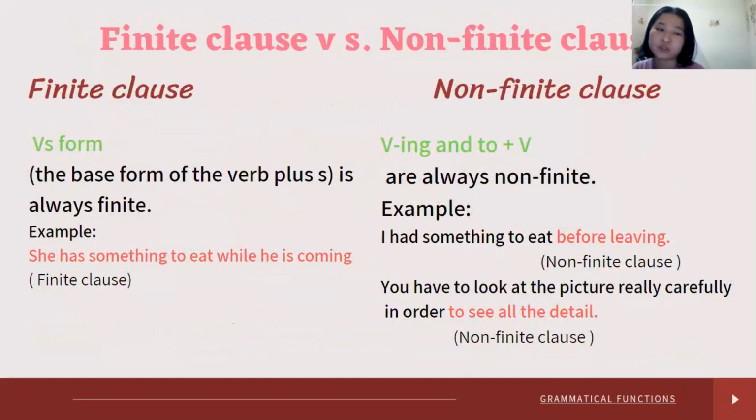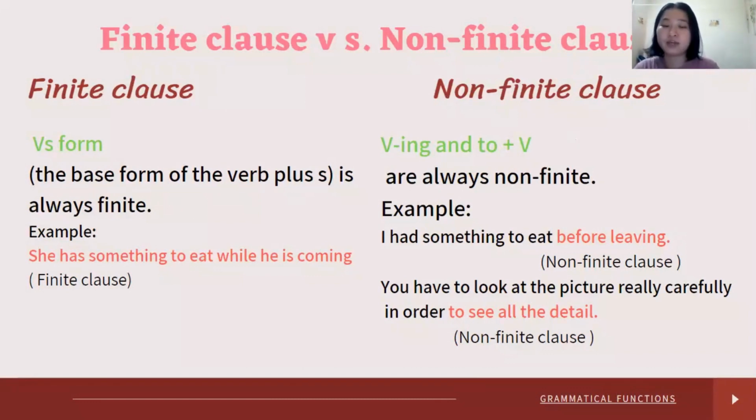And we move on to the first way to recognize the clauses, starting with finite clauses. The form: the base form of the verb plus S is always finite. Example: "He has something to eat while he is coming." You see "has" has an S at the end, and the sentence has two clauses, and all of them are finite clauses.